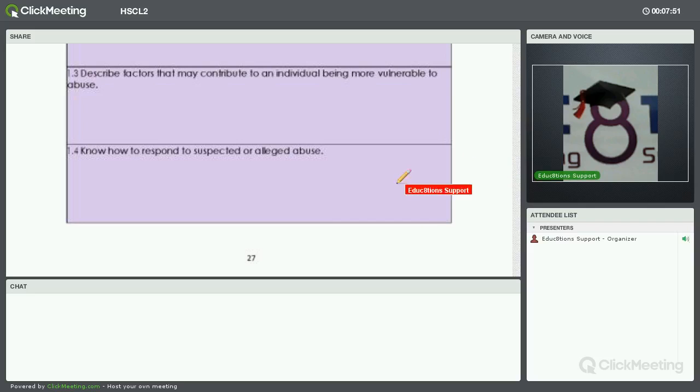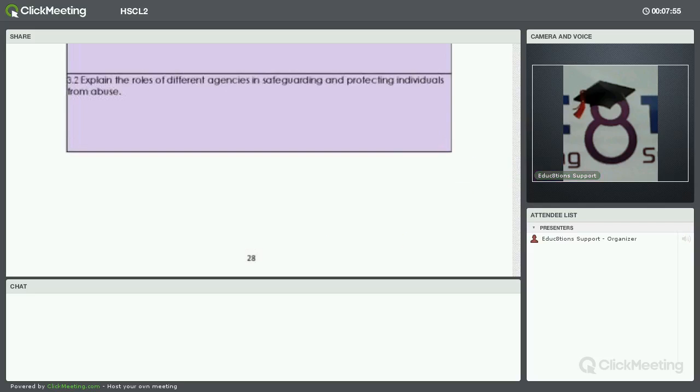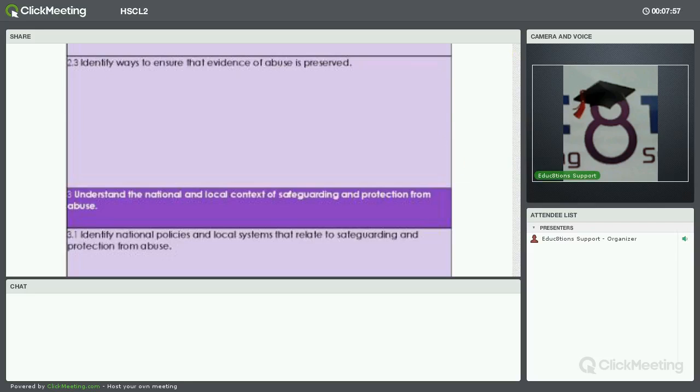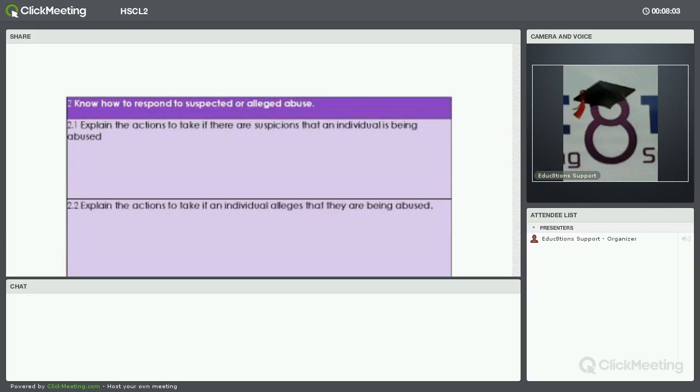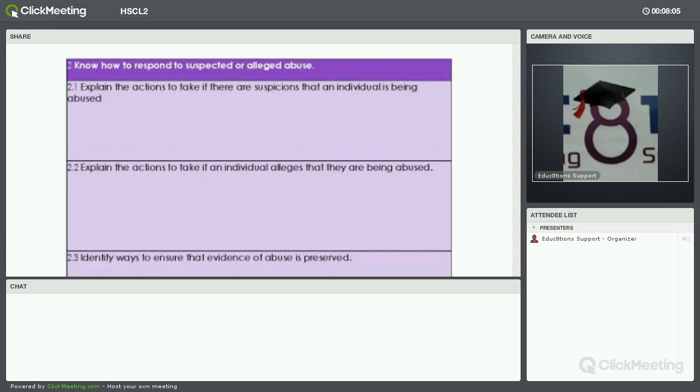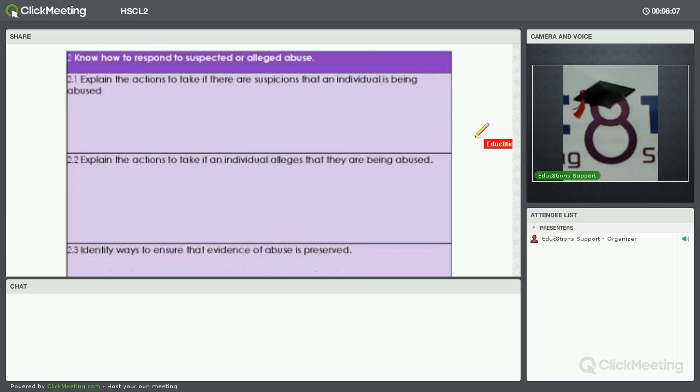And then 1.4, know how to respond to suspected or alleged abuse. So in there, I want you to tell me what you would do if you suspected anything in that way. Okay, so learning outcome 2 is know how to respond to suspected or alleged abuse. The 2.1 is explain the actions to take if there are suspicions that an individual is being abused.